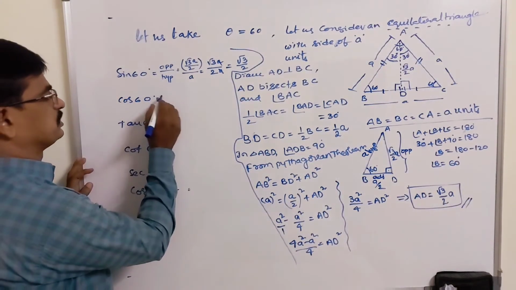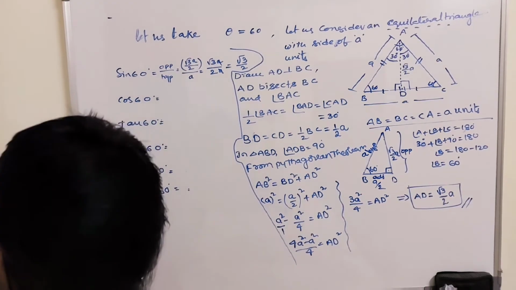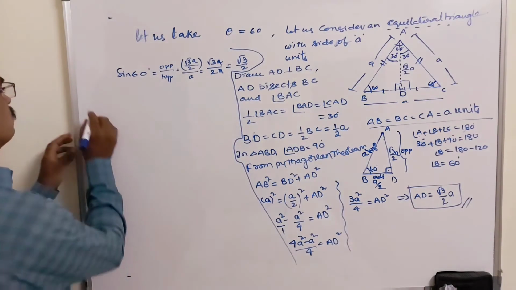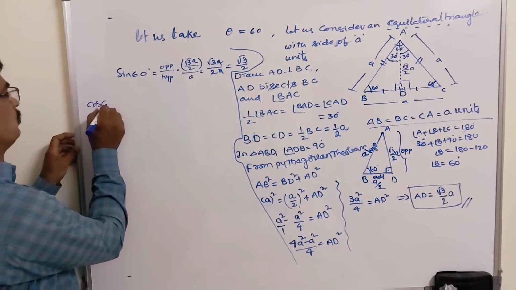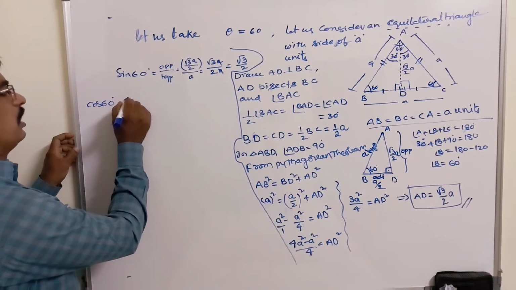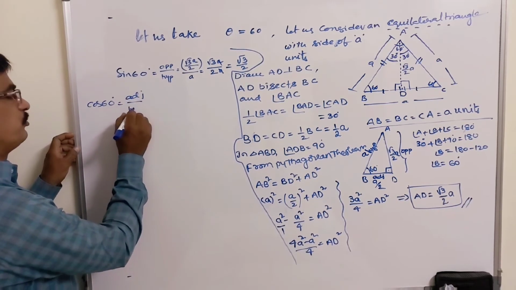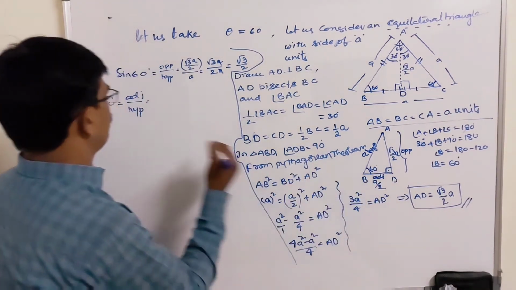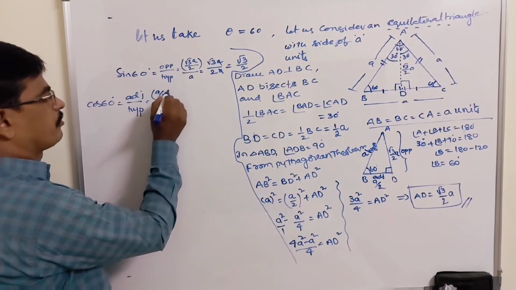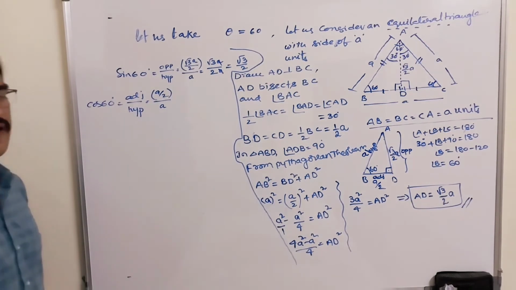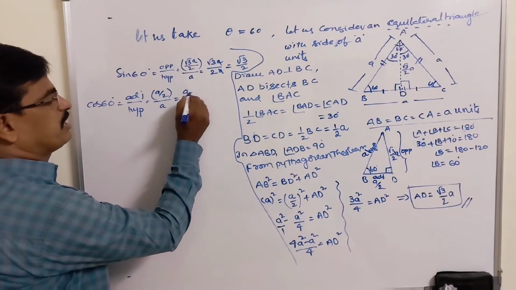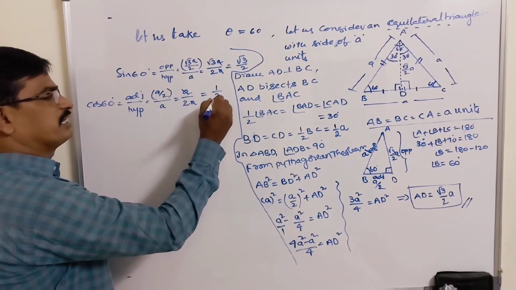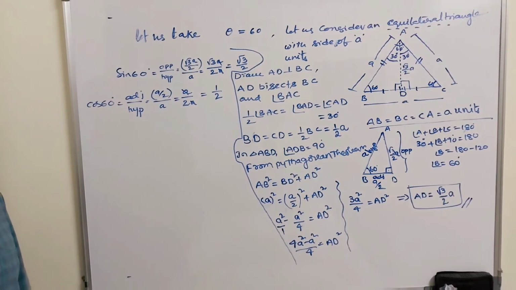Then go for cos 60. Adjacent side by hypotenuse, right? So adjacent side in this triangle here, A by 2 by hypotenuse is A, that is A by 2a. A cancels out, then 1 by 2.